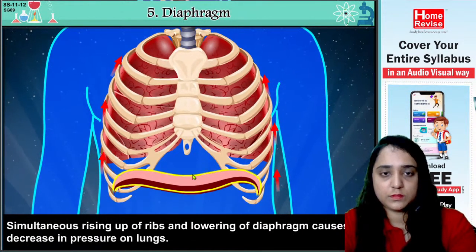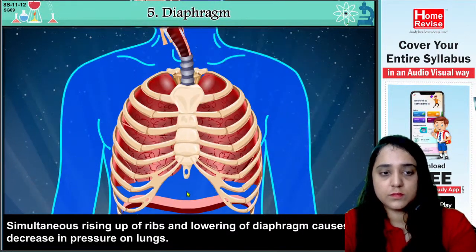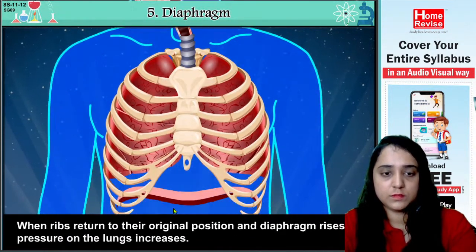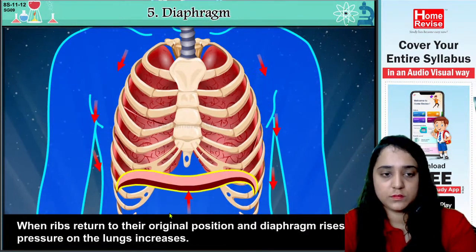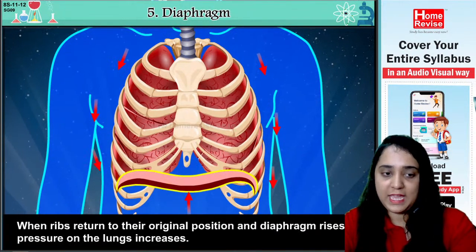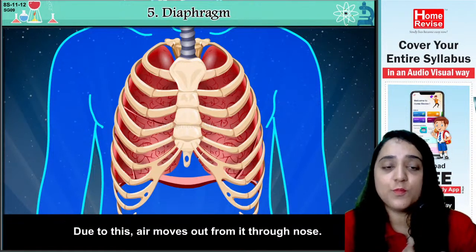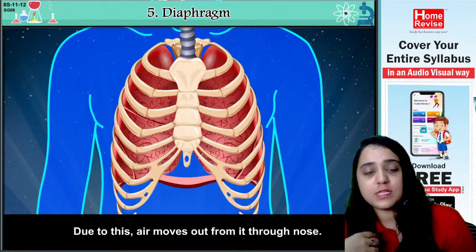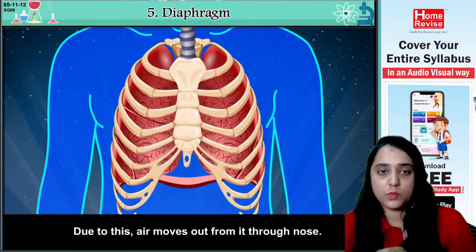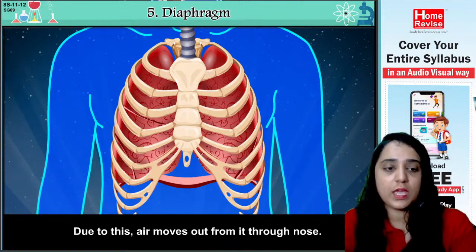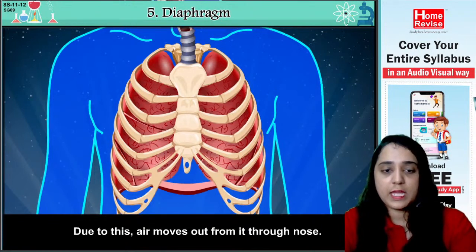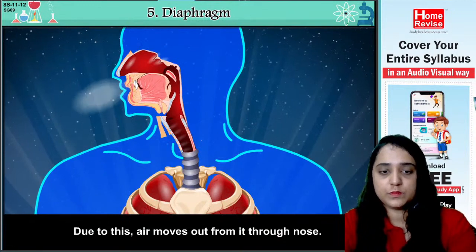Simultaneous rising up of ribs and lowering of diaphragm causes a decrease in pressure on the lungs. Due to this, air moves into the lungs through the nose. When ribs return to their original position and the diaphragm rises up, pressure on the lungs increases. This movement between the cage and the diaphragm helps the air to come inside through the nose, and also helps the air move out from the nose. These things happen simultaneously. Due to this, air moves out through the nose.